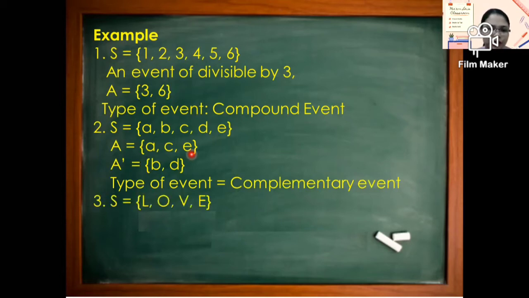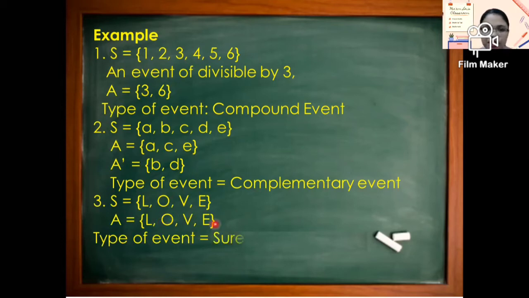Let's have example number 3. The sample space of the word love and the event is the set of letters from the word love. Ano kayang type ng event ito? Since nandyan lahat ng ating list of possible outcomes, yan ay tinatawag na sure event.